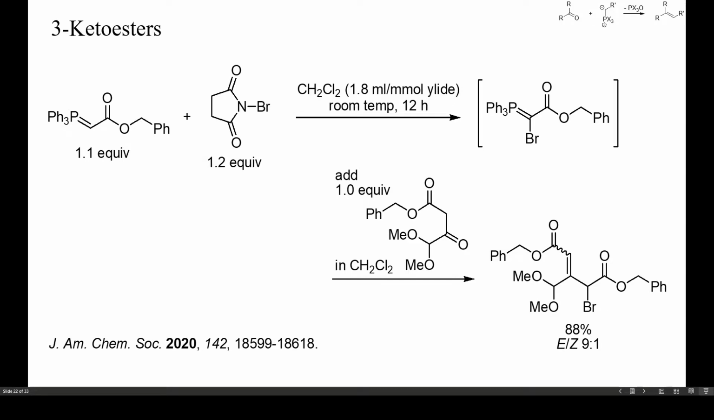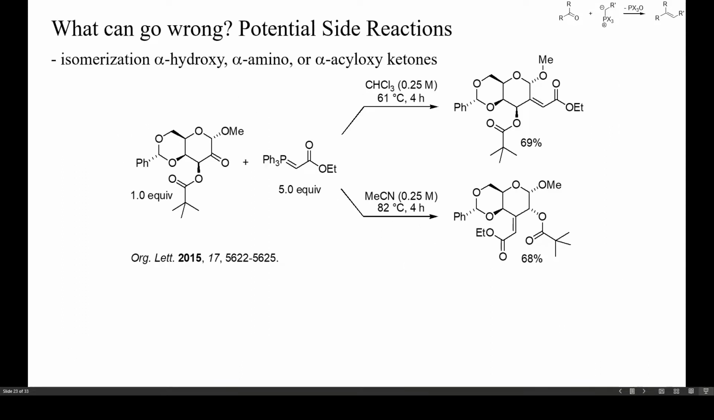1,3-Dicarbonyl compounds are much more acidic than simple ketones, and therefore more difficult to olefinate with basic nucleophiles. Stabilized phosphorus ylides, however, as the one in this example, can add to 3-ketoesters and form the expected olefins. In this instance, the ylide was brominated before reaction with the ketone, and an isomerized olefin was the main product. Let's now have a look at some further potential side reactions.